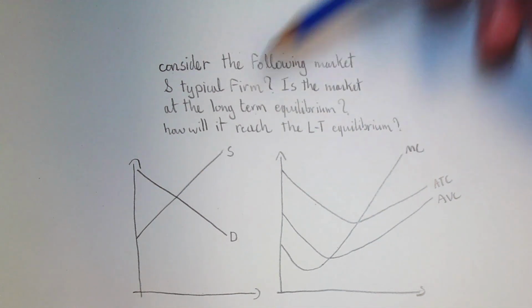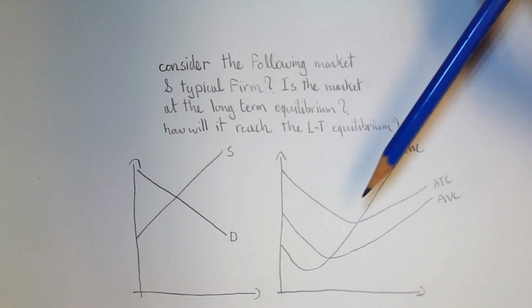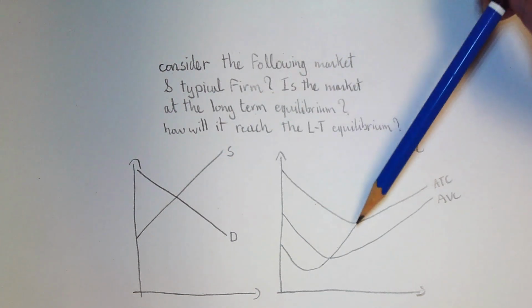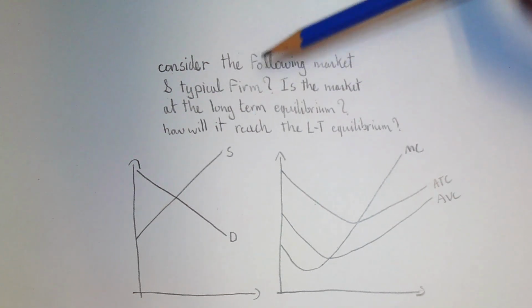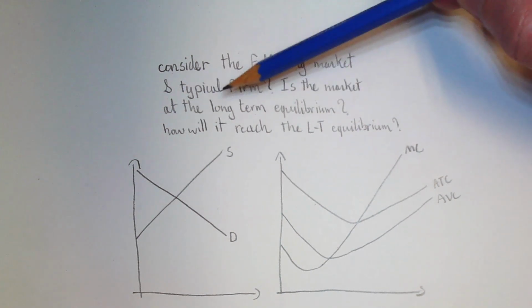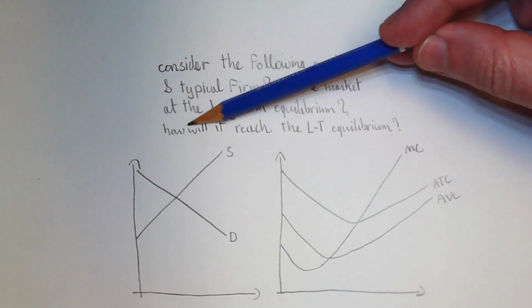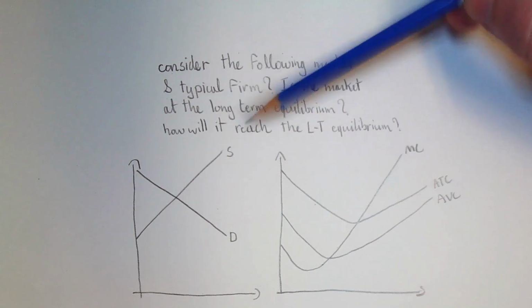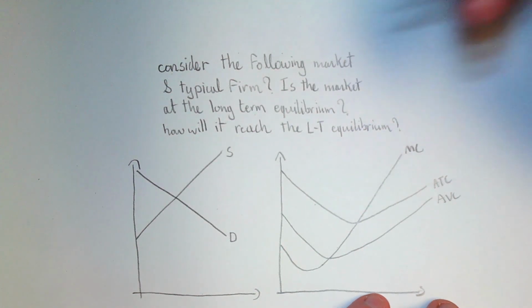Okay, so in this question, I want you to consider the following market, and we have the typical firm here. Is the market at the long-term equilibrium? Okay, spoiler alert, it's not. Can you explain how it will reach the long-term equilibrium? You should have tried to answer by yourself. I will answer the question right now.